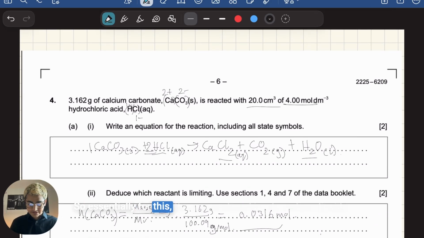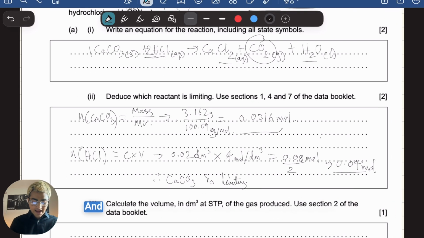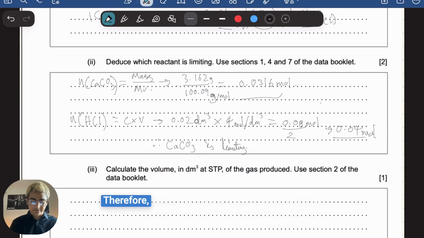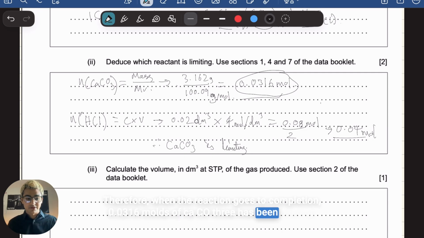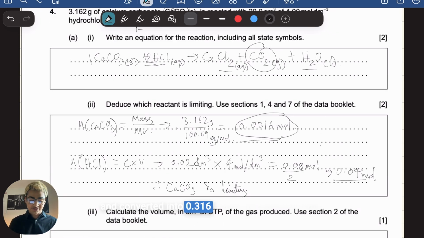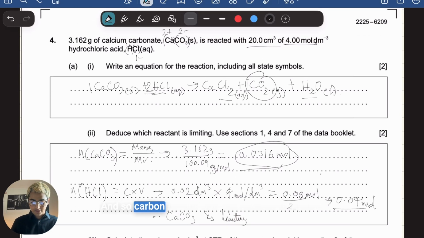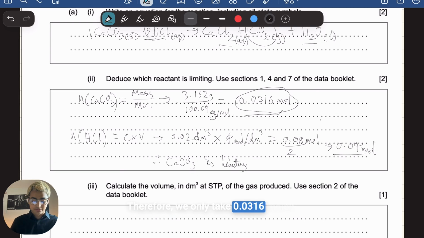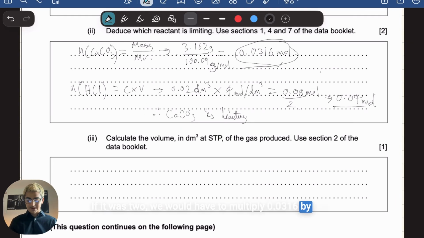So essentially for this, the gas produced is carbon dioxide, and we know that the CaCO3 is the limiting reactant. Therefore, when the reaction goes to completion, 0.0316 moles of CaCO3 has been used up and converted into 0.0316 moles of carbon dioxide. And carbon dioxide only has a 1 in front of it. Therefore, we only take 0.0316 moles. If it was 2, we would have to multiply 0.0316 by 2.